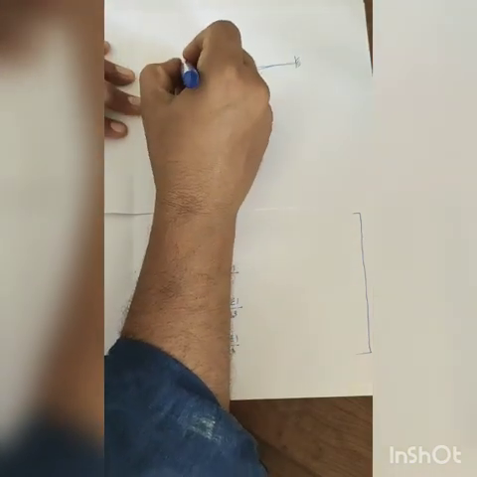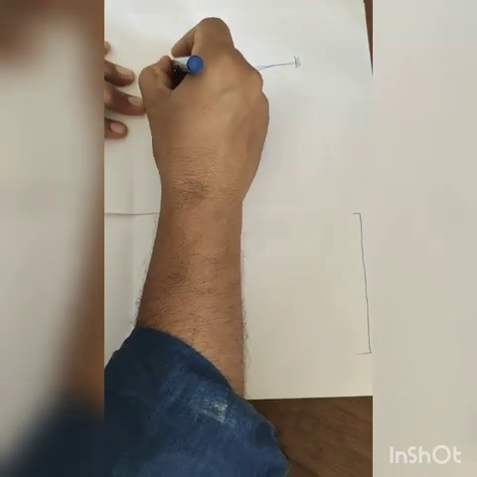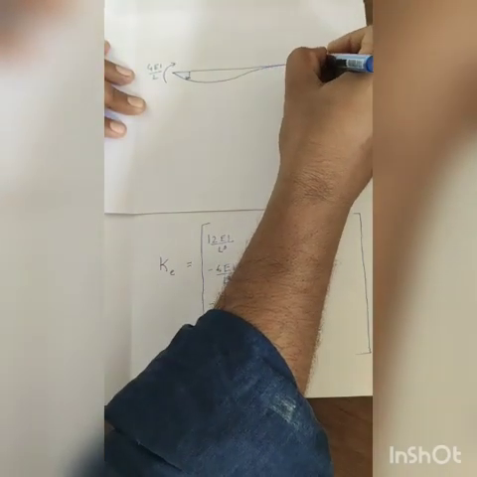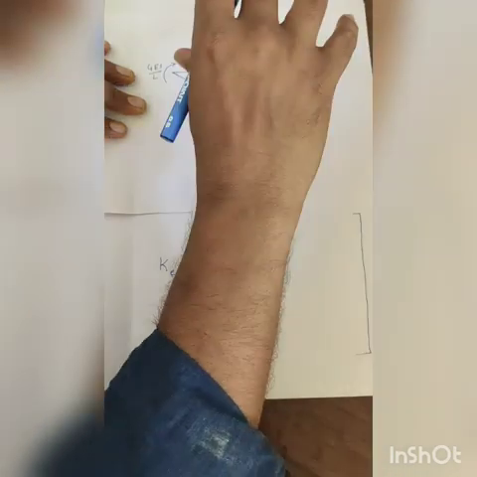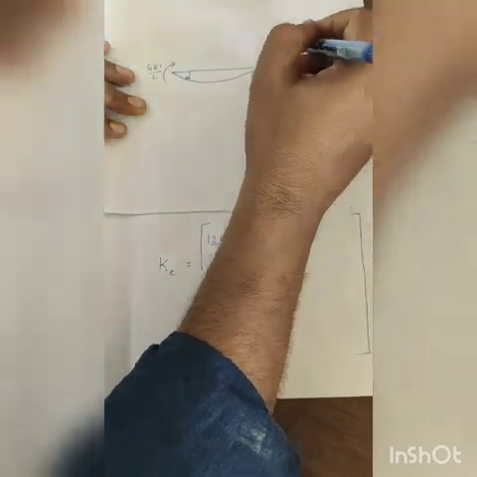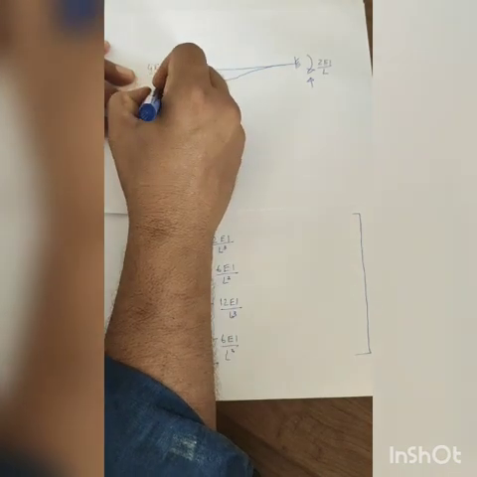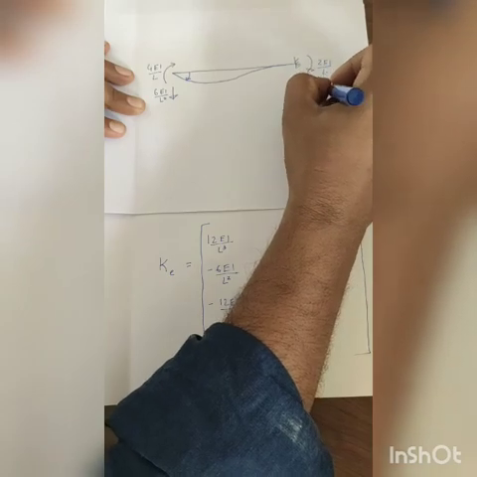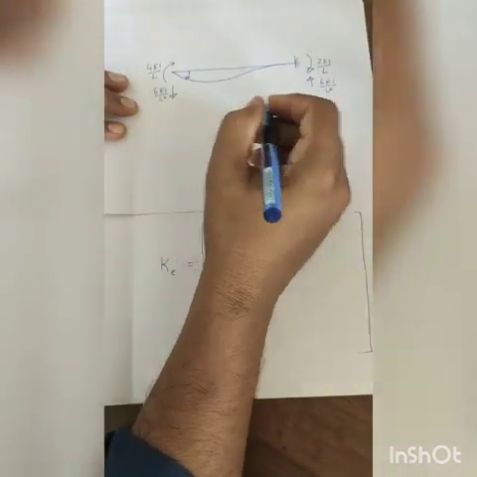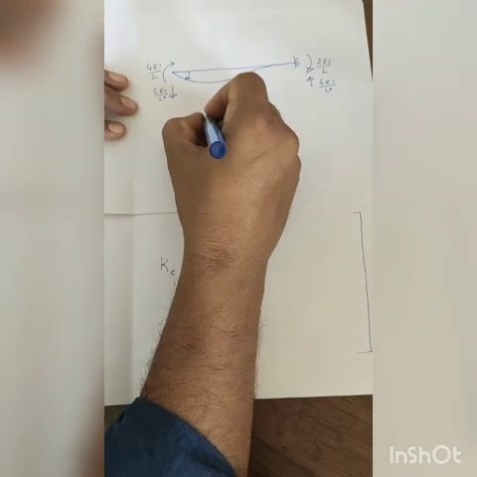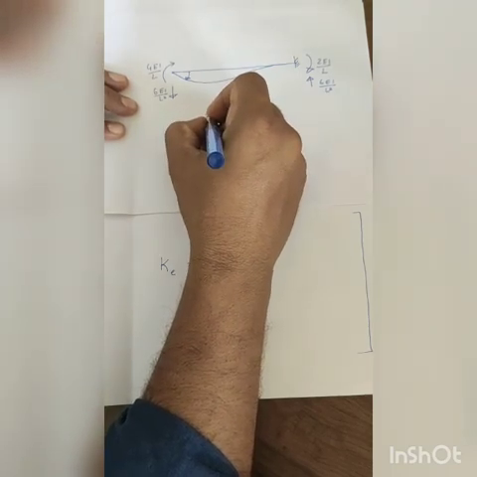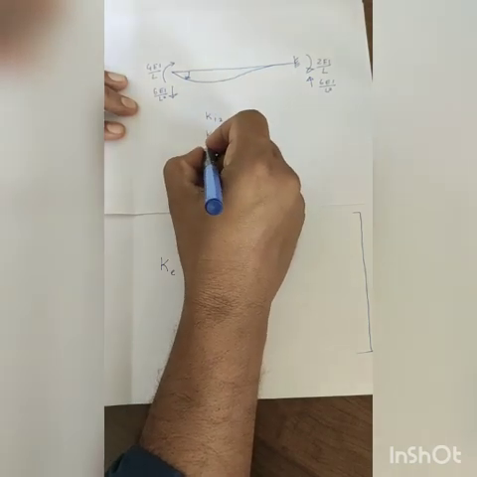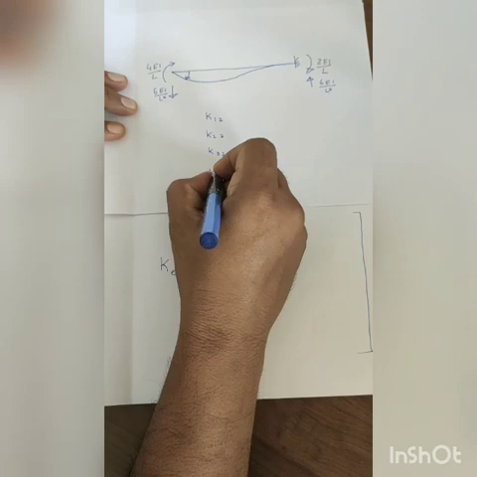You know that there will be a moment in the clockwise direction, that is 4EI by L. There will be a clockwise moment at the other end, that is 2EI by L, and the reaction is in the upward direction at the right end and the downward reaction at the left end, and the magnitude will be 6EI by L square and 6EI by L square. So now we can directly write K12, K22, K32, K42.